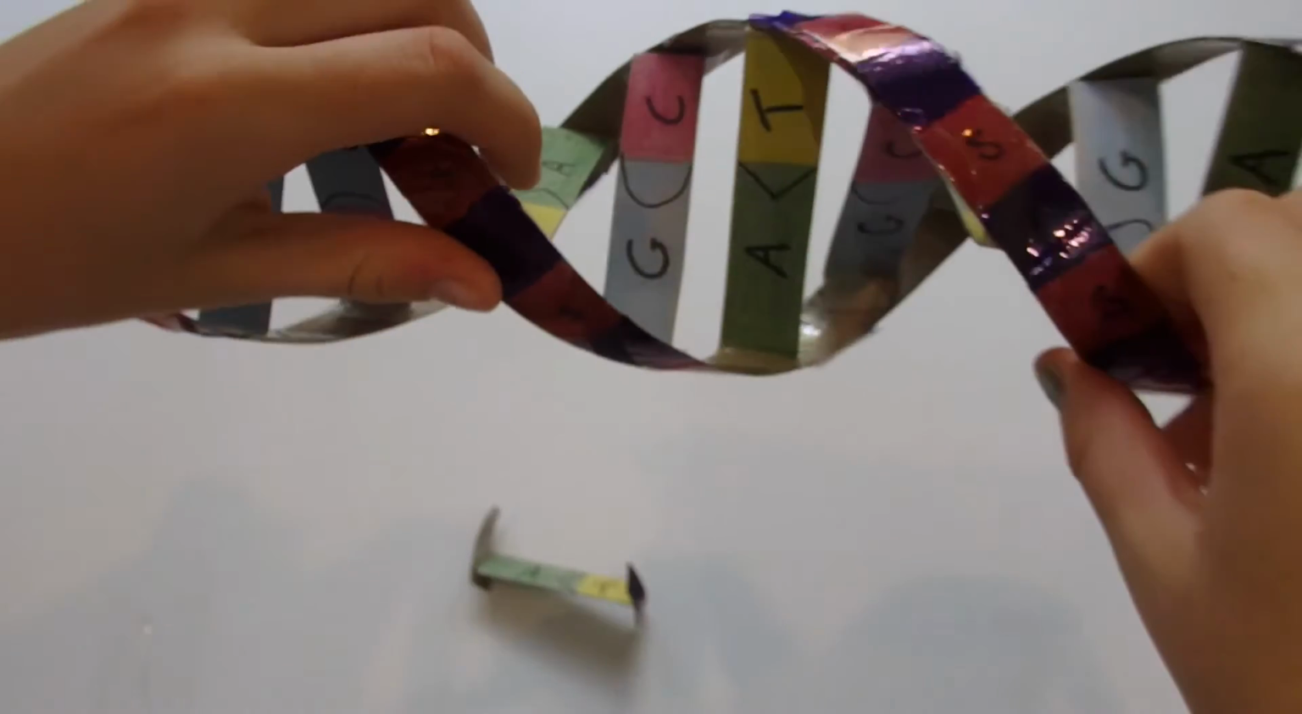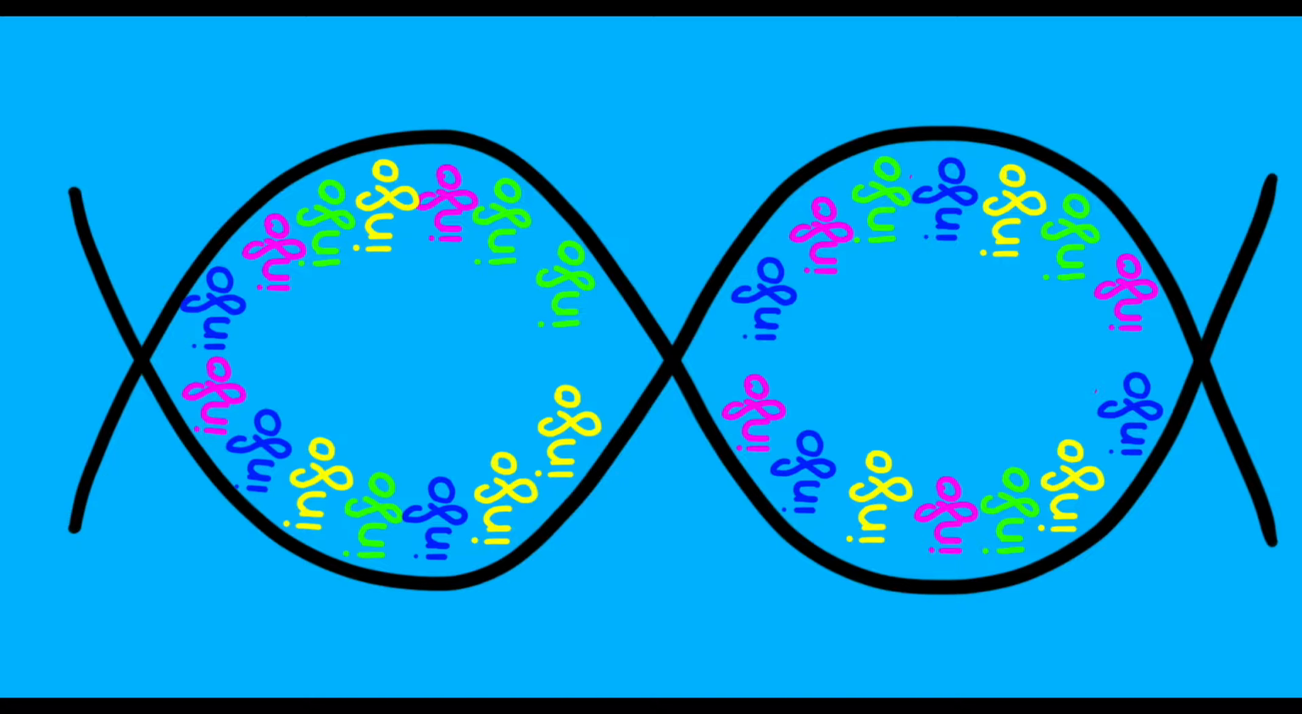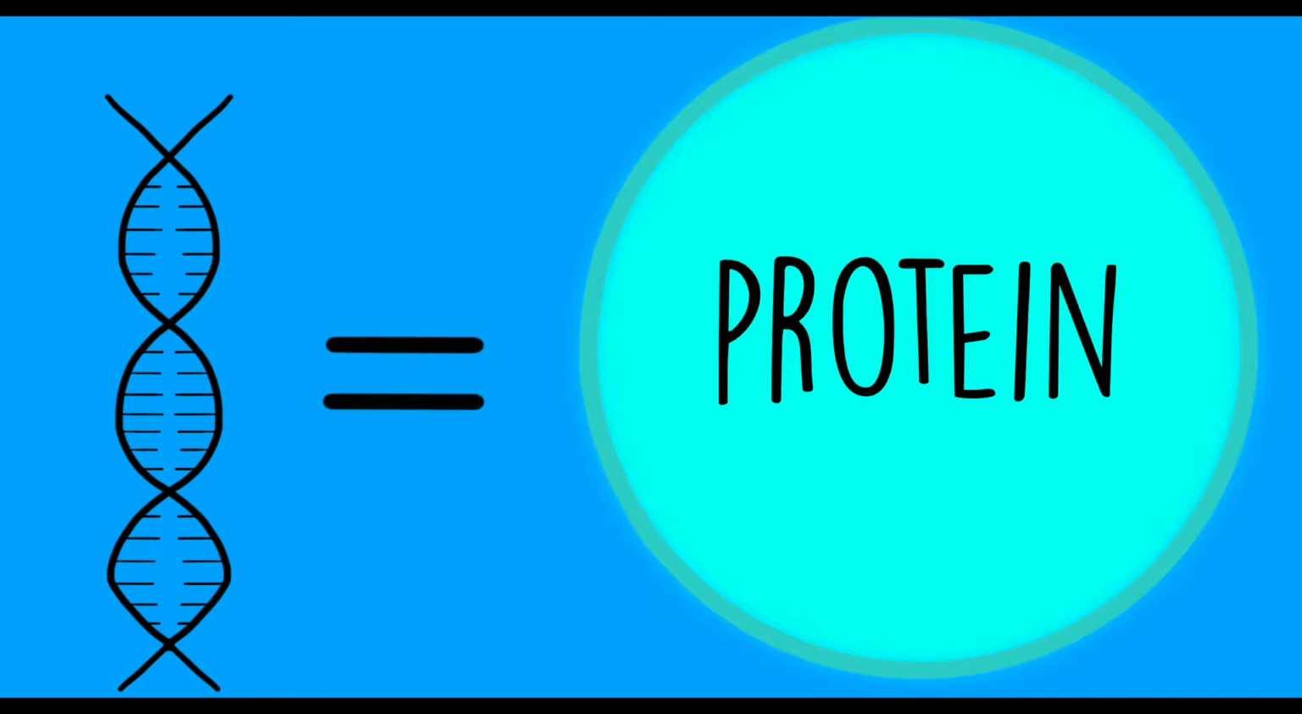The role of DNA is long-term storage of genetic information needed for development and function of living things. This means that it holds information which can be used to make proteins.